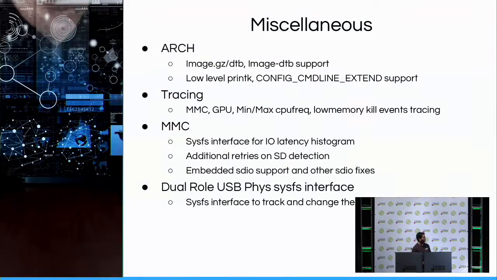Then there are a few architecture specific patches which append the DTB at the end of your image or image.gz. There are a few low-level printk support and command line extension support patches. I've been told that most of these features are upstream now, so we'll see if we can get rid of these AOSP patches and use the mainline patches instead. Then there are a few event tracing patches in MMC, GPIO, and the low memory killer framework. There are a few patches in MMC, such as additional retries on SD detection, embedded SDIO support, and a new interface recently added for IO latency histogram.